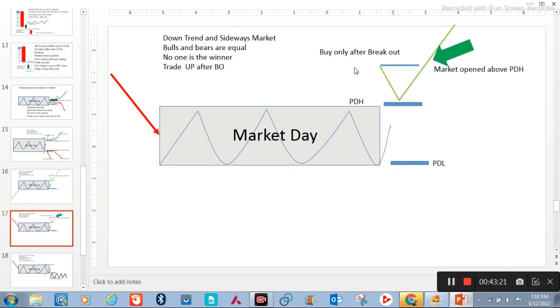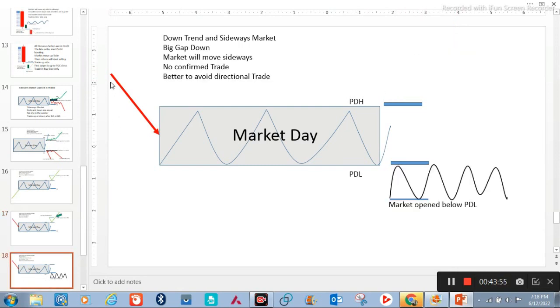Market opened here, buy only after breakout. After this breakout only. In the previous, it is an upside. We have made this also and this also, because the previous day is a selling day. Today's market is here. Don't do selling here. After breakout only you have to buy. Trade up after breakout. This is one scenario.